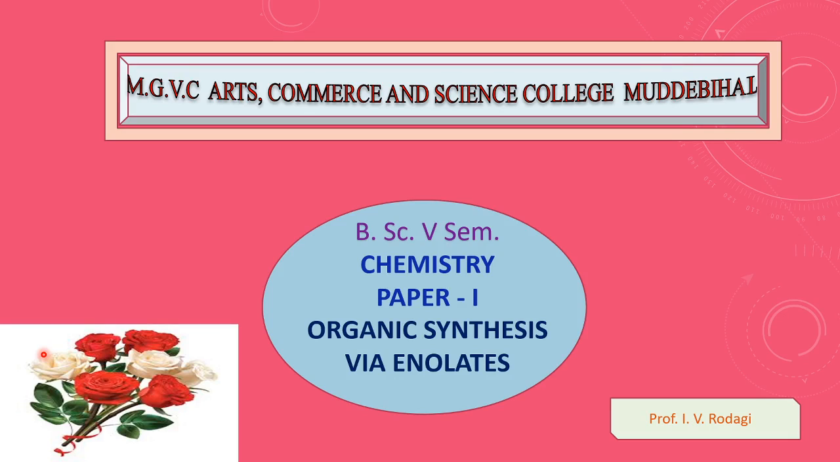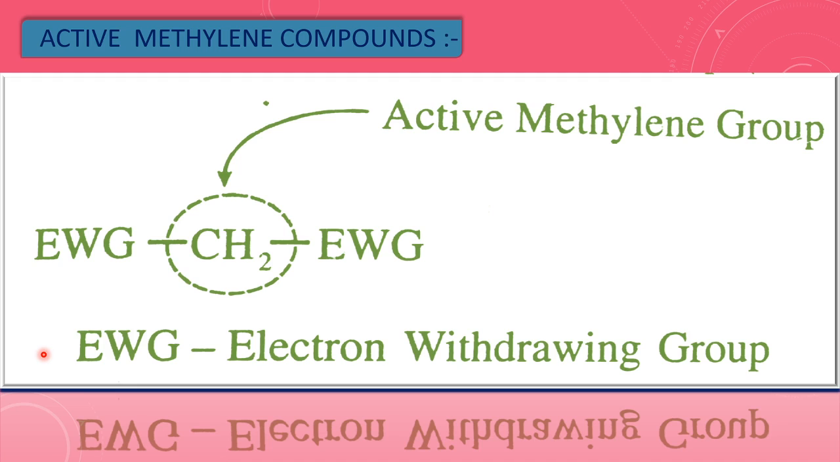Today I am starting a new unit. The name of the unit is Organic Synthesis via Enolates. This unit is from chemistry paper number 1. In this unit, the first point is active methylene compound. Here methylene means CH2 group.